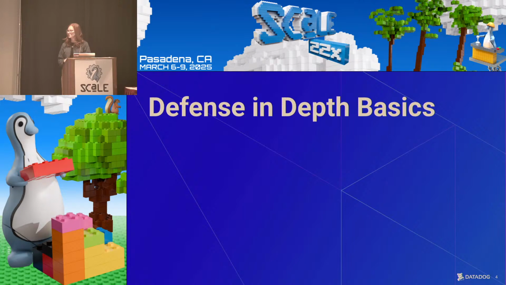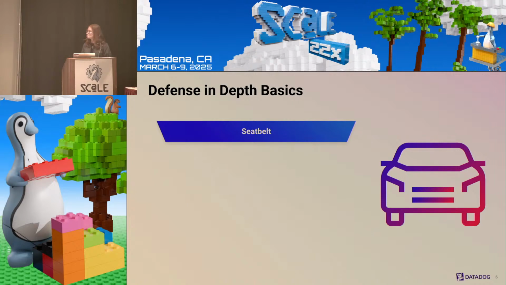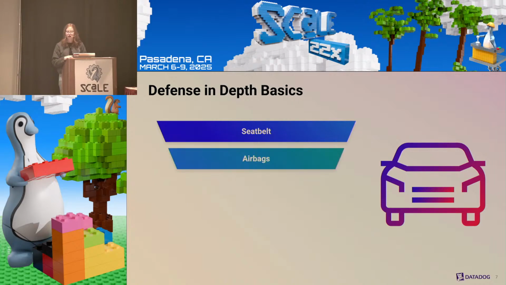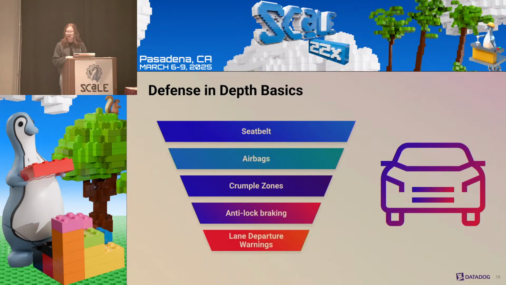But we're going to talk a bit about defense in depth today and what it is and how on earth it relates to football. Defense in depth is the idea that if you have one control and it fails, you're in trouble. But if you have multiple controls, at least two, and one fails, you're still okay. So let's think about driving a car. You should be wearing a seatbelt. Your car has airbags. There are crumple zones. There's anti-lock braking, and a lot of newer cars even have lane departure warnings.